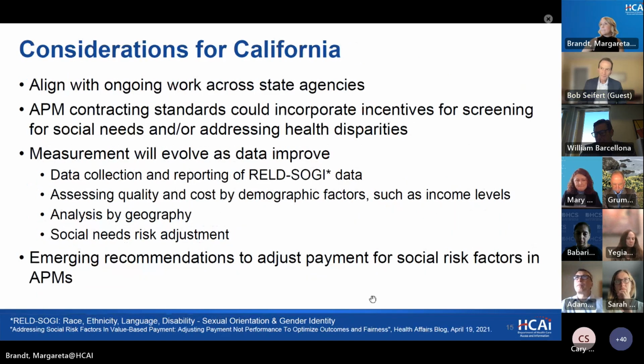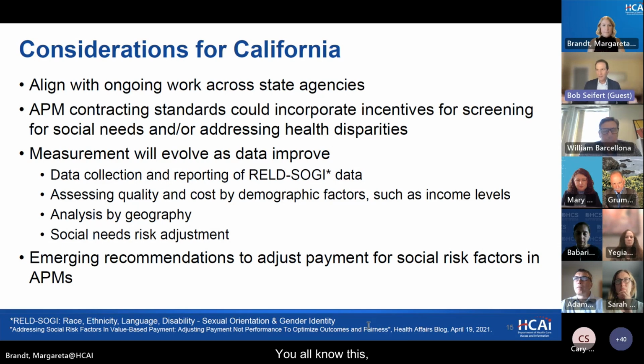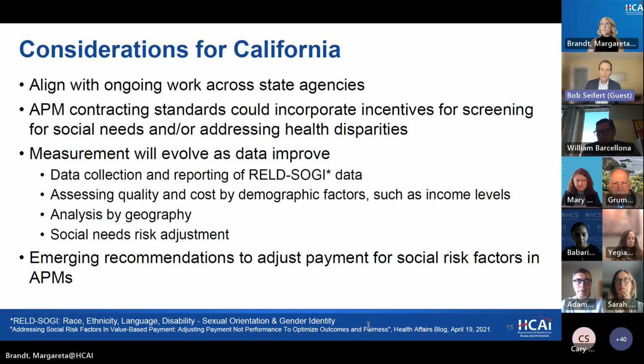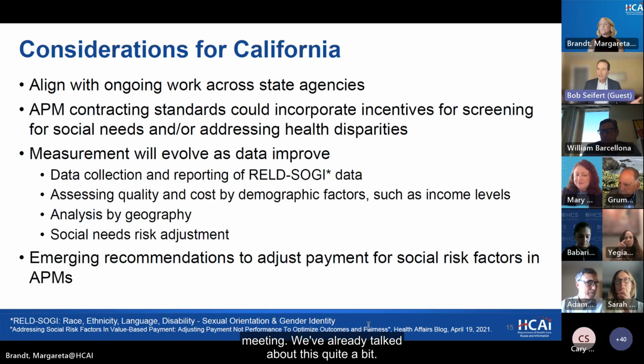Next slide, please. So let me briefly summarize all of this information by suggesting some considerations for California regarding health equity in APM measurement. First, alignment across state agencies. You all know this. There are several state agencies that are taking this on in various ways. We have this work group. We have other venues to support shared learning and collaboration. Second, there are questions about how narrow or broad to make equity-related contract standards. That's an issue we're going to start to look at in the next part of today's meeting. We've already talked about this quite a bit.